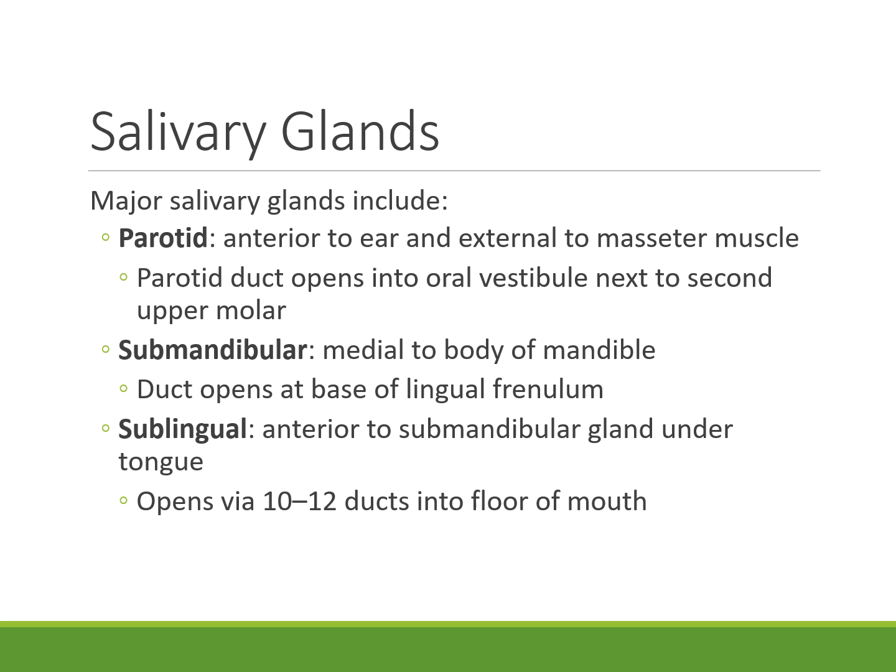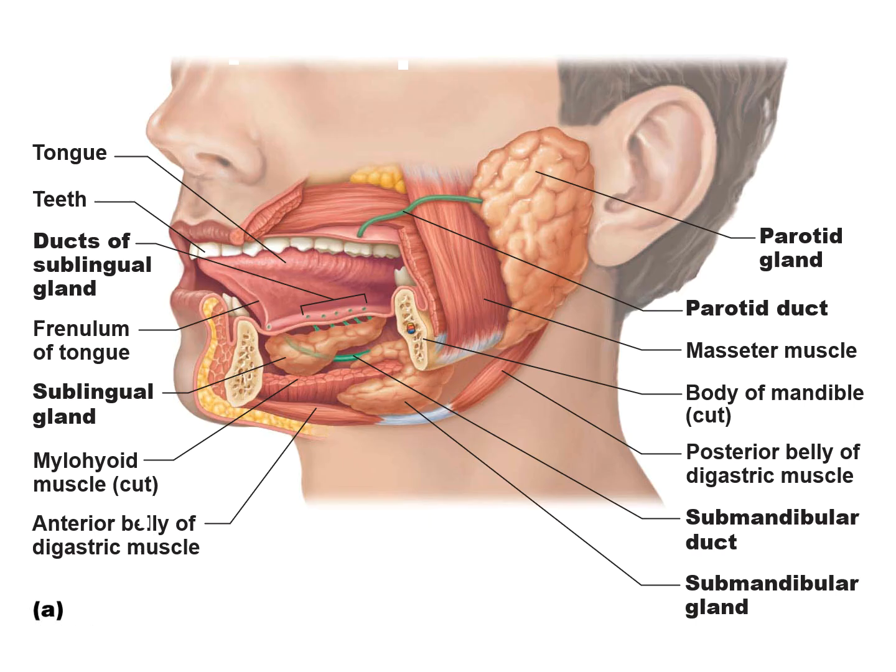The submandibular is medial to the body of the mandible. The duct opens at the base of the lingual frenulum on both sides, and the sublingual is anterior to the submandibular gland, and it's under your tongue. It has 10 to 12 ducts that open in the floor of the mouth. The green tubes you see there are the ducts, so you can see where those go.